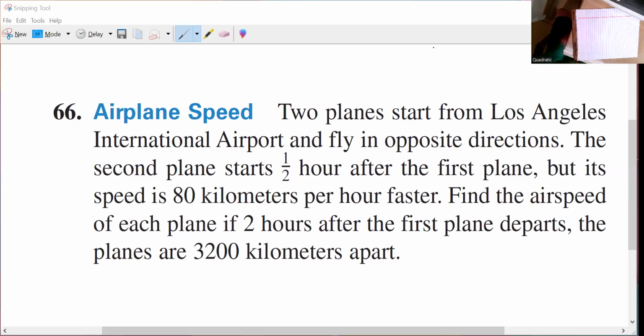Hi, everybody. Now we're doing problem number six. Here's a word problem. This is section 1.1. This is a word problem.